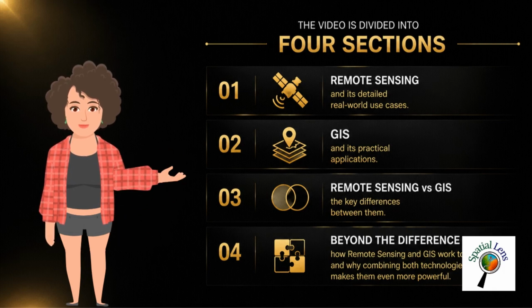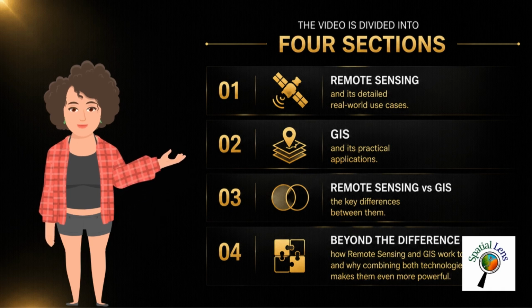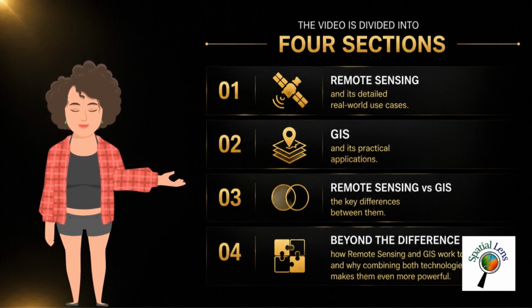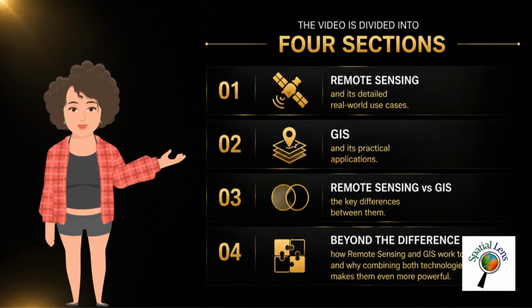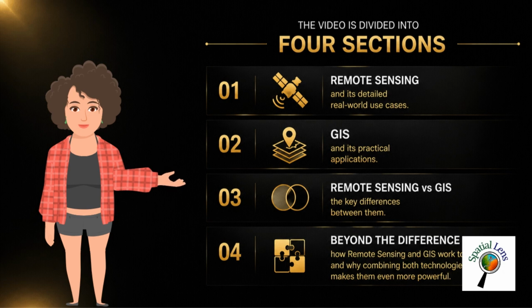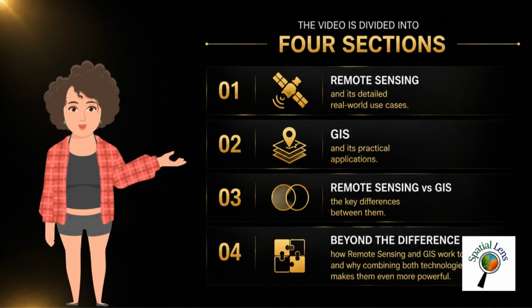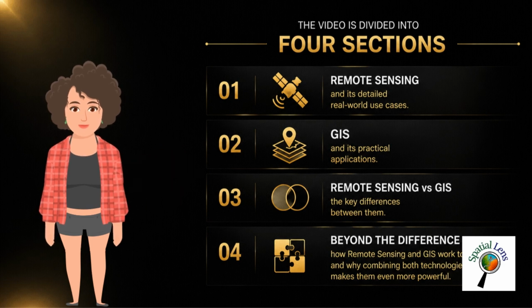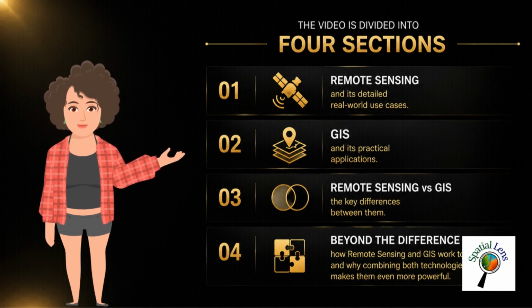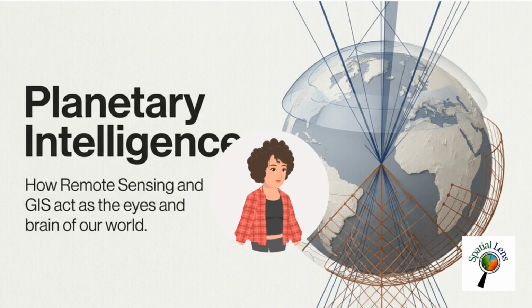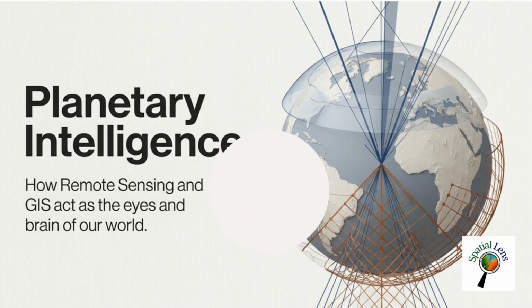In this video, we're going to understand remote sensing and GIS. The video is divided into 4 sections. First, remote sensing and its detailed real-world use cases. Second, GIS and its practical applications. Third, the key differences between remote sensing and GIS. And finally, we'll see how remote sensing and GIS work together, and why combining both technologies makes them even more powerful. Let's dive into the world of remote sensing and GIS.